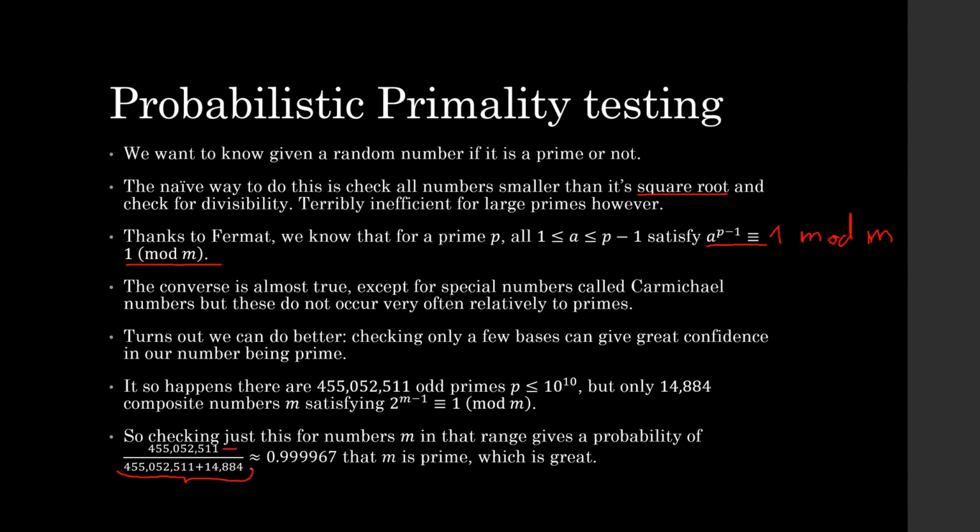And so this is just a standard probability calculation. And that amounts to about 0.999967. So you've got a probability of about 0.999967 that the number you picked, which is random, is a prime, just by checking that 2 to the m minus 1 is congruent to 1 mod m. So that's a pretty simple computation. We can do this without too much trouble, and that already gives us a 0.999967 confidence for our random number. And this only gets better if you check more bases, or if you look over even larger ranges. So this is great.